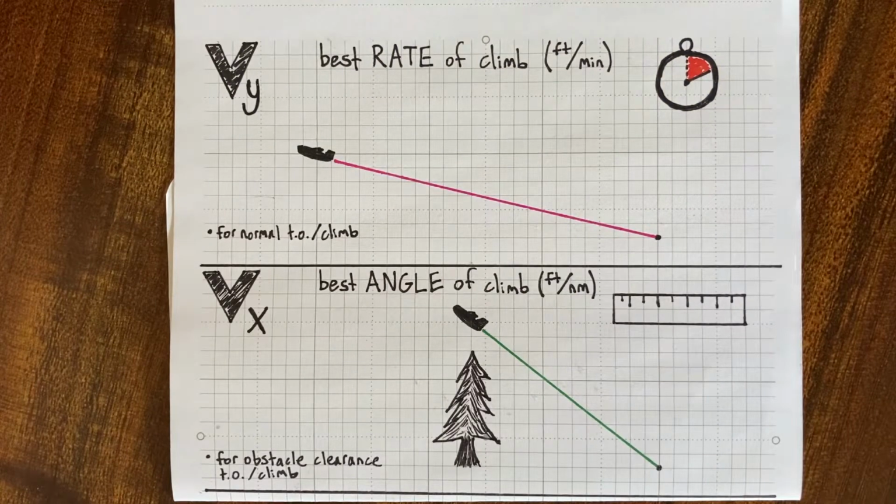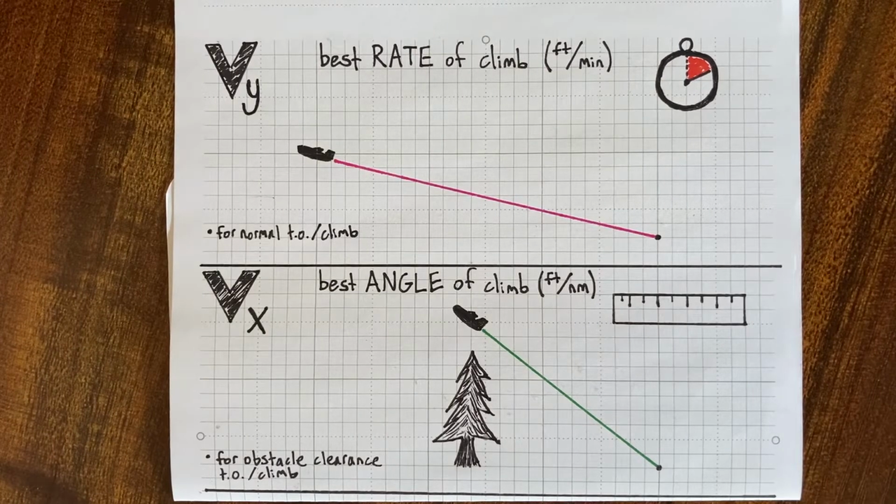So the airspeed that gives us this happy medium is called Vy, or the best rate of climb airspeed. That's the airspeed that gives you, you could think of it as, the greatest upward indication on your vertical speed indicator, the greatest rate of climb in feet per minute or whatever units you're using. So that's why I drew a little stopwatch here, because this is the airspeed that lets you gain the most altitude in the least amount of time.